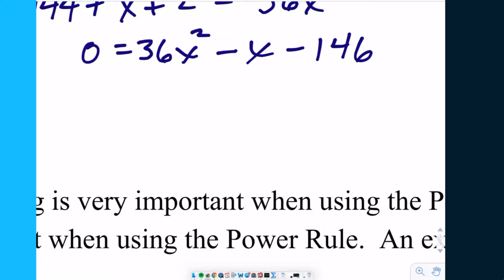So look at this. This is going to be a fun one. We're looking for factors of 36 and 146 that add to give us negative 1. Well, it's going to be big numbers. Or we can use the quadratic formula. What's 12 times 13? Yeah. Hey, this is not a difficult problem at all.